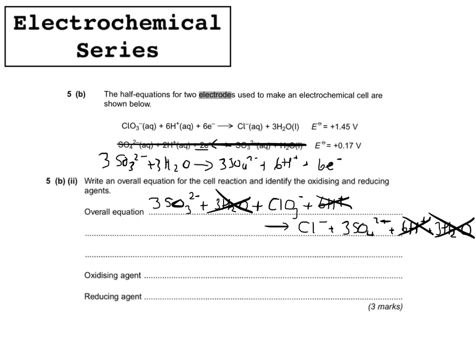The oxidising agent here is the thing that is being reduced itself. The thing that's being reduced is a thing that's having electrons added to it. So that's that top equation here. So that's ClO3-. And similarly, the reducing agent, the thing that's being oxidised itself, so that's the thing losing electrons, that's your SO3 2-.